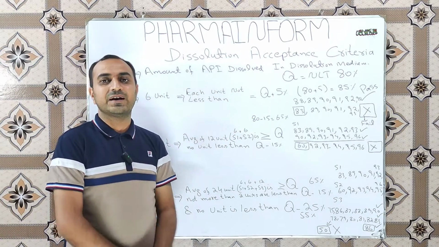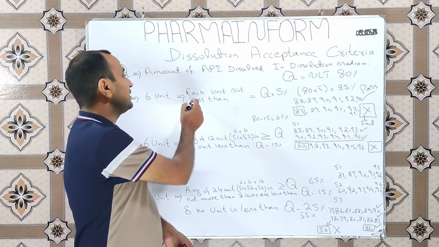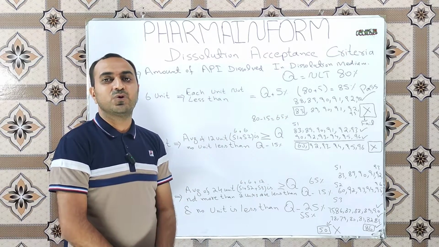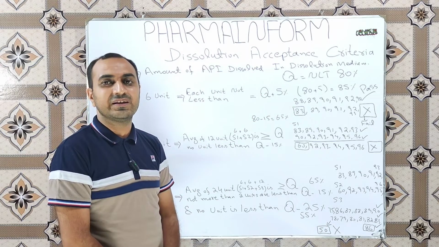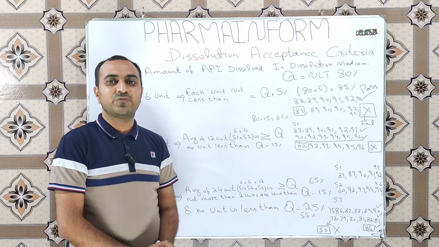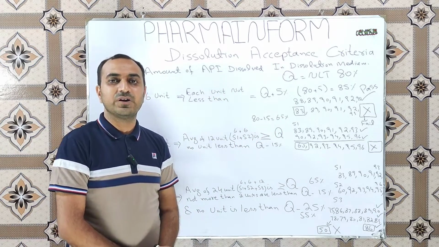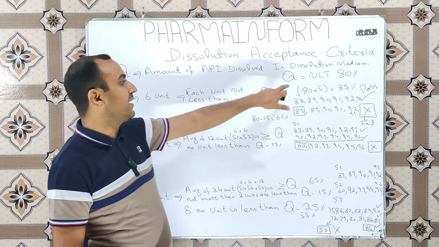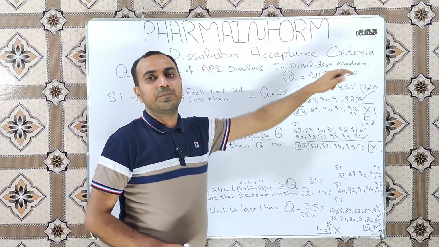As per USP, the acceptance criteria for stage 1, or S1 stage, is that each unit is not less than Q plus 5%. So what is the Q value? The Q is the amount of active pharmaceutical ingredient dissolved in the dissolution medium in a specified time. The Q value may vary for various products depending upon its pharmacopoeial specification, and in this video we will assume that our Q value for a product is not less than 80%.